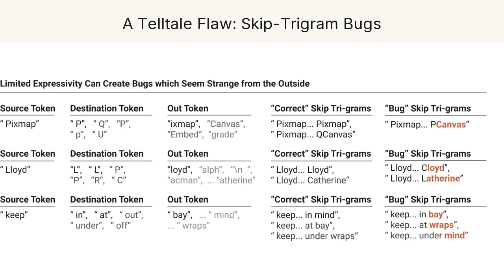A head that correctly learns keep in mind and keep at bay will also wrongly allow keep in bay and keep at mind, mixing and matching the destinations and outputs. The framework doesn't just describe the behavior, it predicts the model's mistakes. When your theory predicts the exact bugs you then observe, you know you're genuinely reading the mechanism.